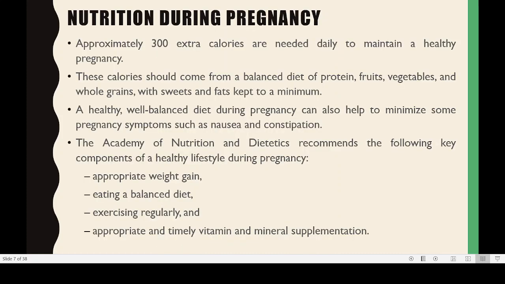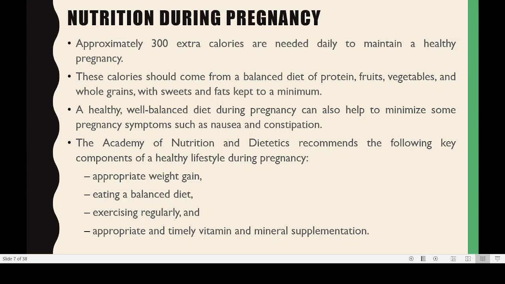Now we go to the second area, that is nutrition during pregnancy. What are the types of food that a mother should take? Approximately 300 extra calories are needed daily to maintain a healthy pregnancy. So that shows that the mother needs more nutrients during the time of pregnancy. That will give you an approximate idea how much extra food you should take. That means whatever food you are eating daily, you need an extra 300 calories.